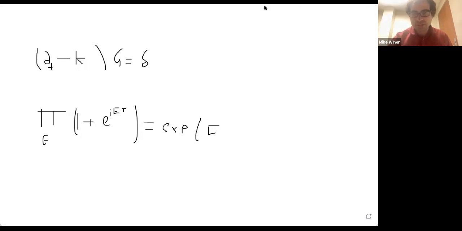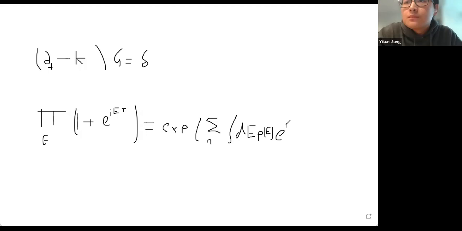the sum of the integral. Oh God, there's a lot of nested quantities here. So this is an integral d of rho of E times e to the, oh God.